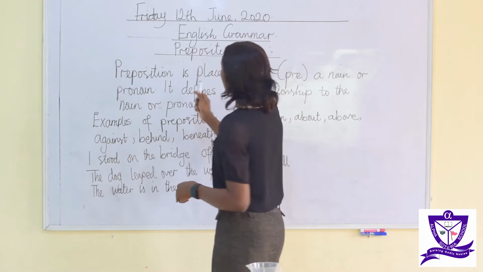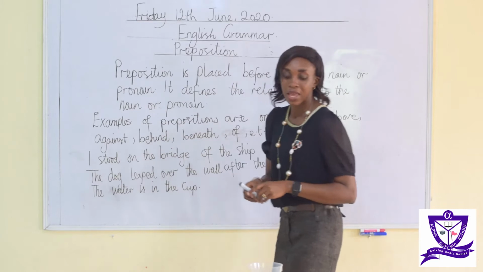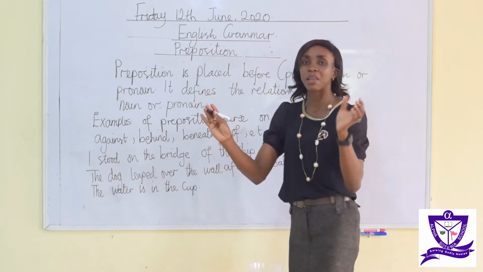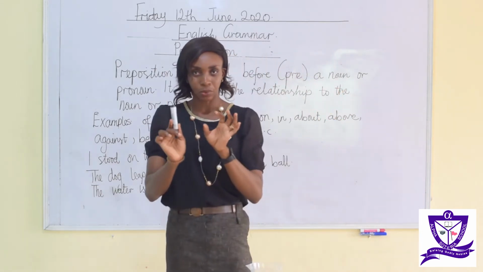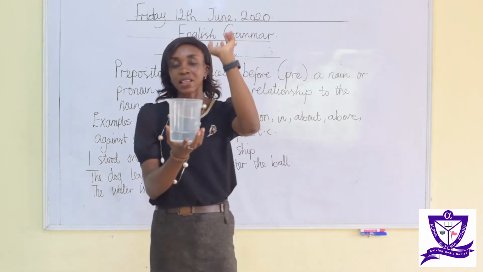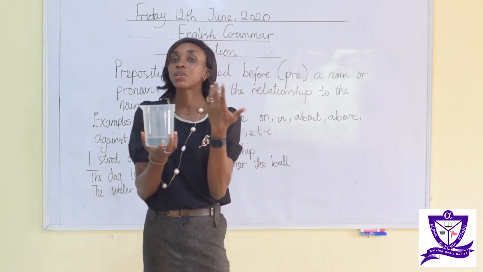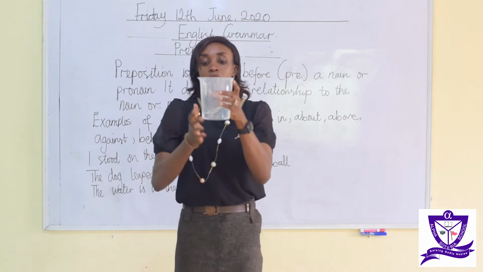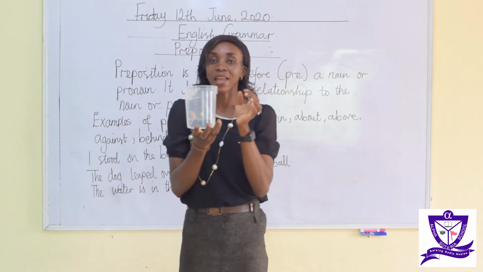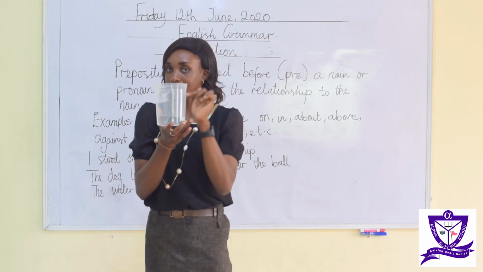A preposition is placed before a noun or a pronoun. It must be before a noun or a pronoun. It defines a relationship between the nouns or pronouns. Let's look at that relation. What's the relation between the water and the cup? In, or you can say inside. So you have the preposition there, in. The in there is telling the relationship between the water and the cup.